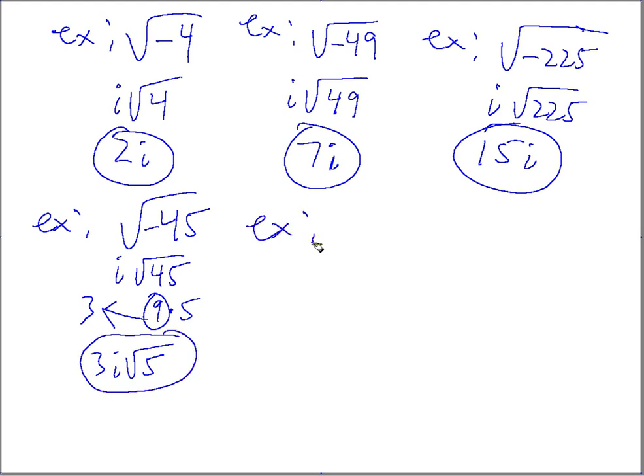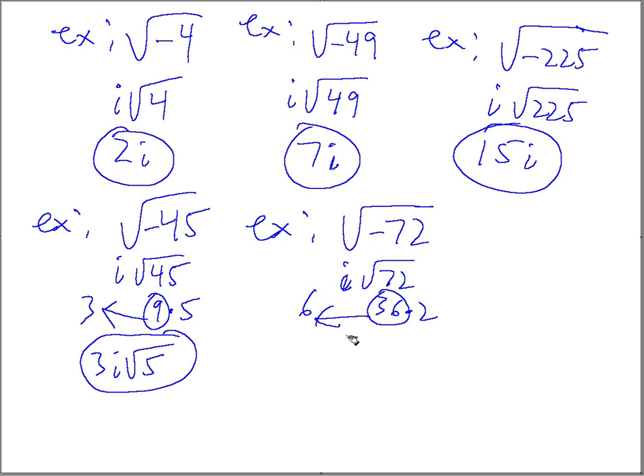Let's try another one. Let's take a look at something like the square root of negative 72. So that's going to be what? That's going to be i radical 72. So to remove the negative sign inside, put an i in front. That's an i right there. So then let's simplify this. So this is 36 times 2, right? So therefore, what comes out of the square root? 6 comes out. So it's going to be 6i square root of what? 2. All right.